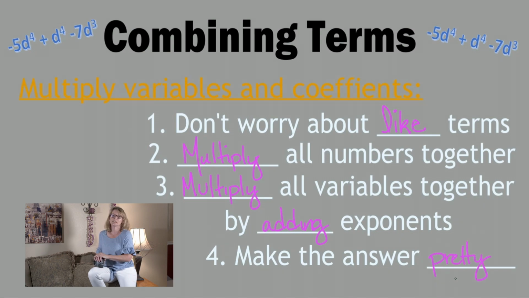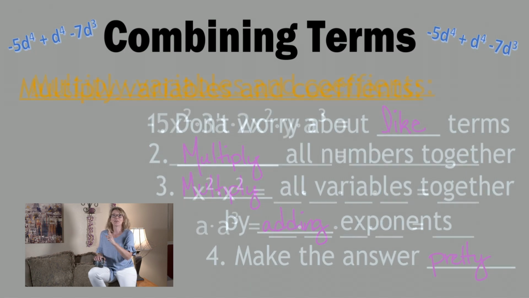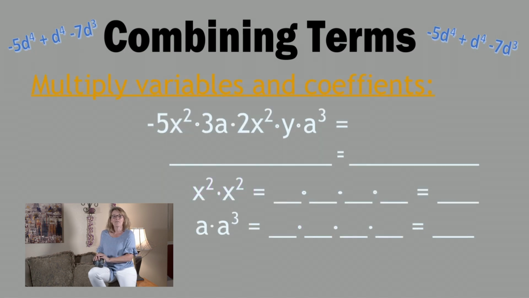It's always easier to do an example to see what these instructions mean. Here it is. -5x squared times 3a times 2x squared times y times a cubed. When multiplying, we get to squish them all together into one term. Let's multiply the numbers. We have -5, 3, 2, and that invisible 1 in front of the y, and a second a we can just ignore.